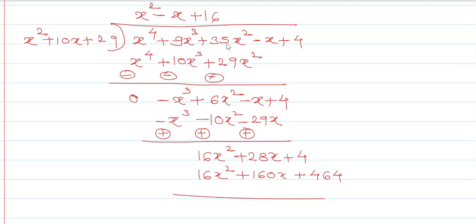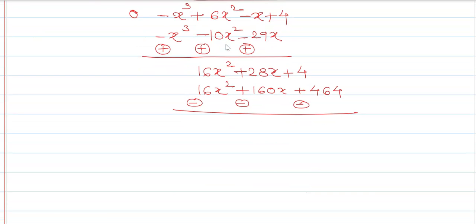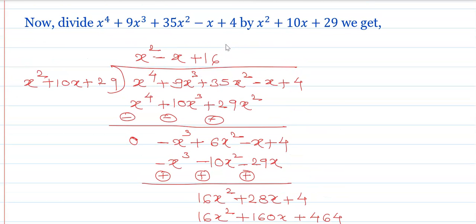Okay, again the subtraction, change the sign. Here is a minus and minus, and overall the plus and minus get cancelled here. Next is a minus 132x, minus 460. This is the remainder, and this is the quotient, and this is the divisor.